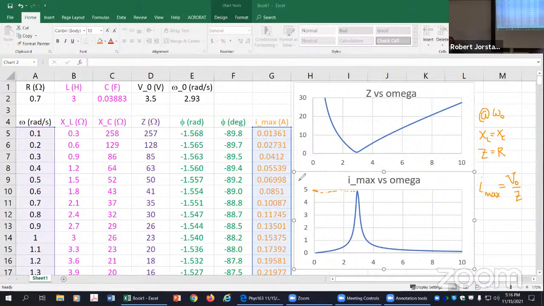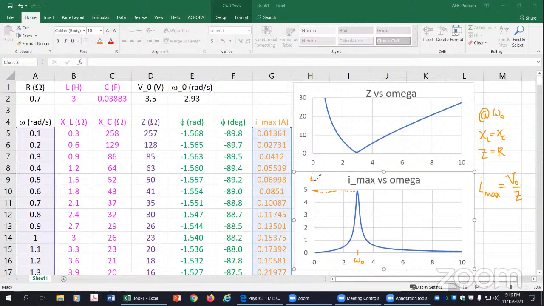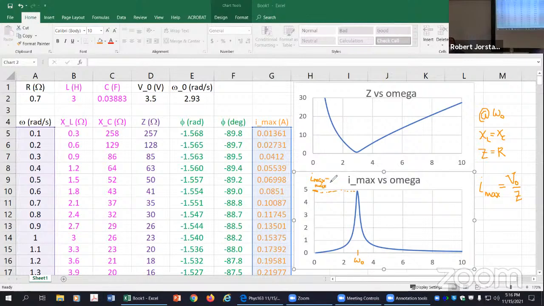It's always V naught over Z, right? But what's the special frequency here? Omega naught. What is the special value of Z at omega naught? R. So this I max max is equal to V naught over R. Do you agree? Because the minimum impedance is resistance R. So the maximum current is V naught over R. Did that make any sense at all?